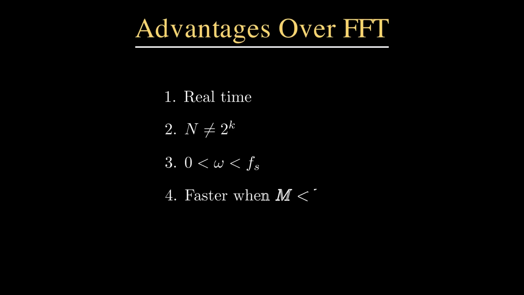Fourth, if you have m different frequencies to measure, an m number of Goertzel algorithms is more efficient if m is less than log base 2 of n. For example, when n is equal to 64, you can measure up to 5 frequencies before losing efficiency.